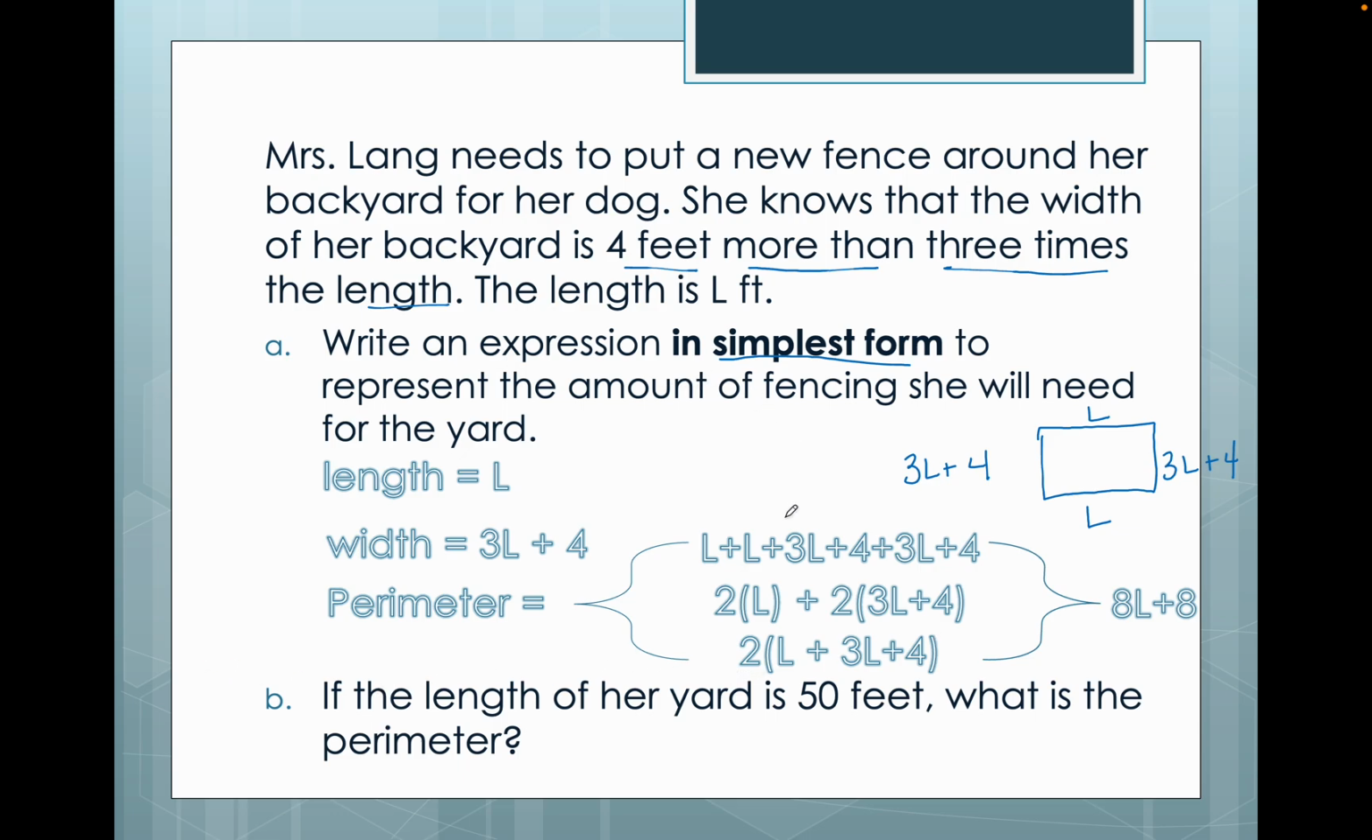Part B asks, if the length of her yard is 50 feet, what is the perimeter? Now, assuming you got this part correct, the easiest and shortest way to do this is not to go back to the original picture and replace L with 50 in all four sides, but to replace L with 50 in our simplified expression, because that means there are fewest steps to get the answer, which is the purpose of putting something in simplest form. So here we're going to multiply 8 times 50, which is 400, plus 8, which is 408 feet of fencing total for her yard.